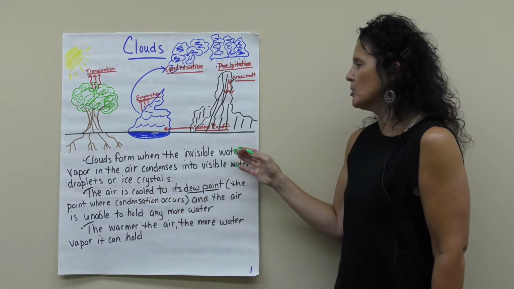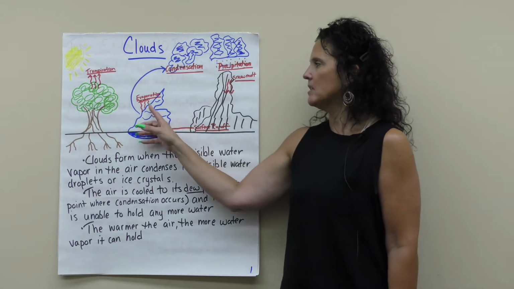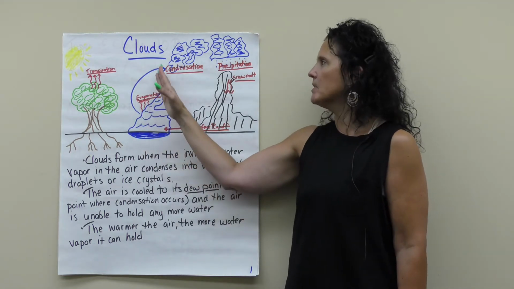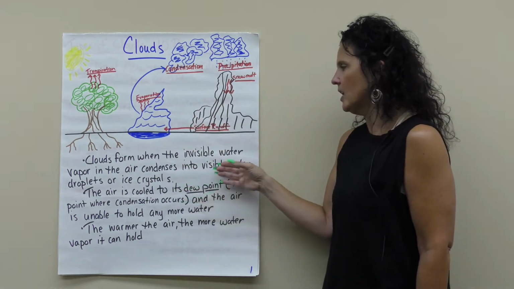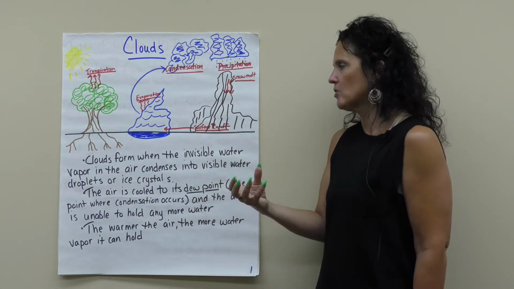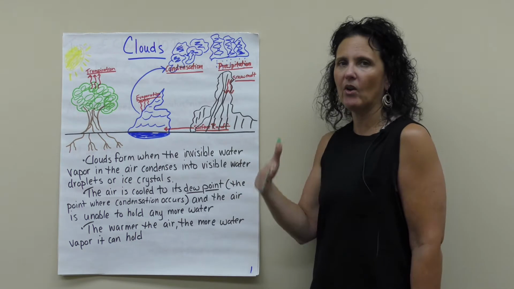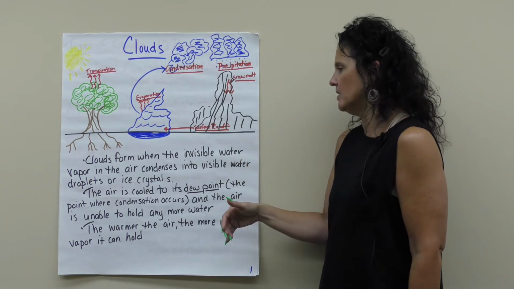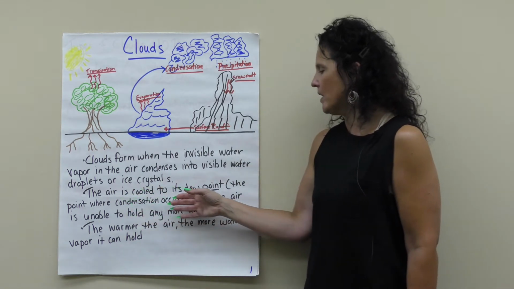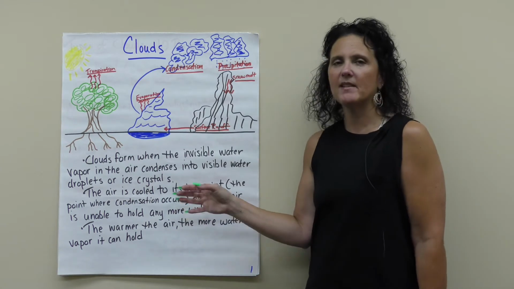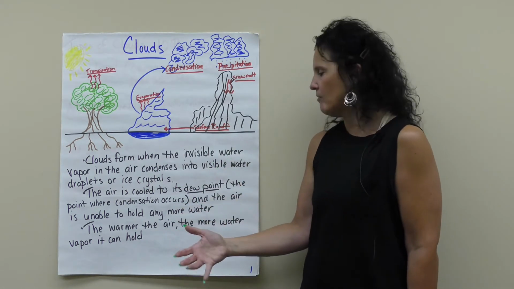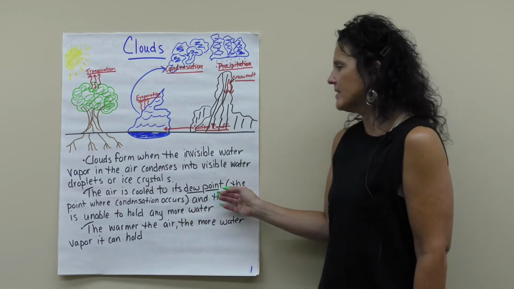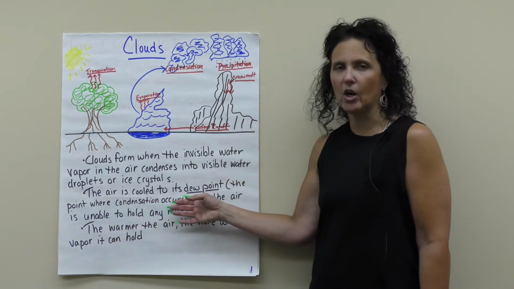Well, we have that invisible water vapor in the air. We see this evaporation process, and it goes up into the air, right? And then it condenses, that's our condensation, into visible water droplets or ice crystals, depending on how far up into the atmosphere it is. The air is cooled to what is called its dew point. You may see that on TV. The meteorologist gets on and says, today's dew point is 65 degrees. That means that's the point where condensation occurs.